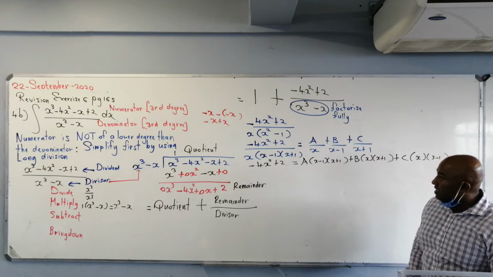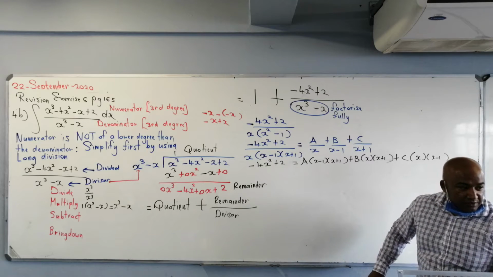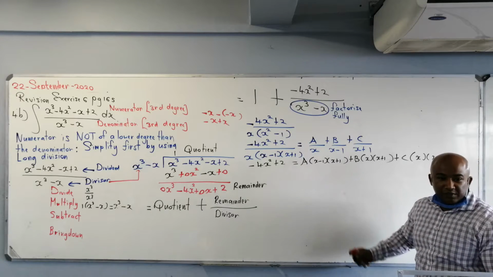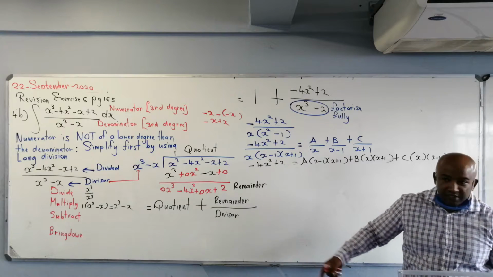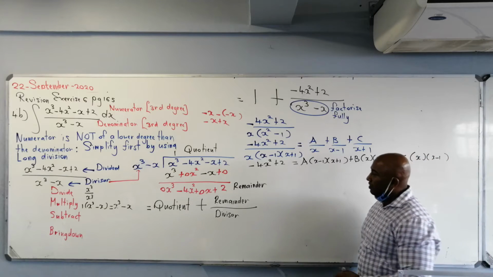Even to work out A, B, and C is going to be easy because what can we substitute here? We can substitute 1, we'll work something out. We'll substitute minus 1, we'll work something else out. And then also 0. Can you see that? So let me do that fast.